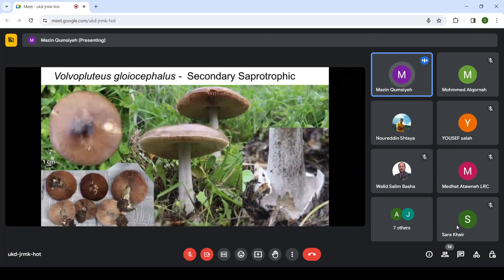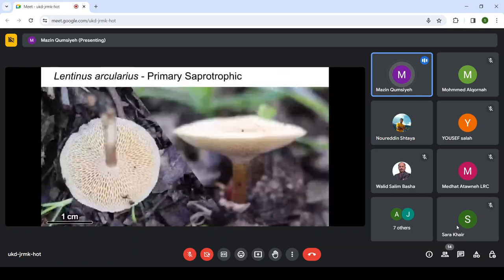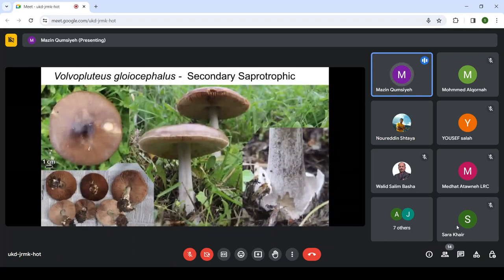So next we have Volvopluteus gliocephalus. This is a secondary saprotroph. You'll notice that this species, unlike the one I showed before, which is growing on wood, or this one growing on something that's clearly identifiable as a leaf, right? That makes them primary saprotrophs. They're growing on undigested plant litter, whereas this is secondary. So this is a compost mushroom, basically. It's similar to the mushrooms that you can buy at the grocery store. It digests already broken down plant matter, stuff that has been consumed by worms, for example, or leaves that are already in a high level of decay.